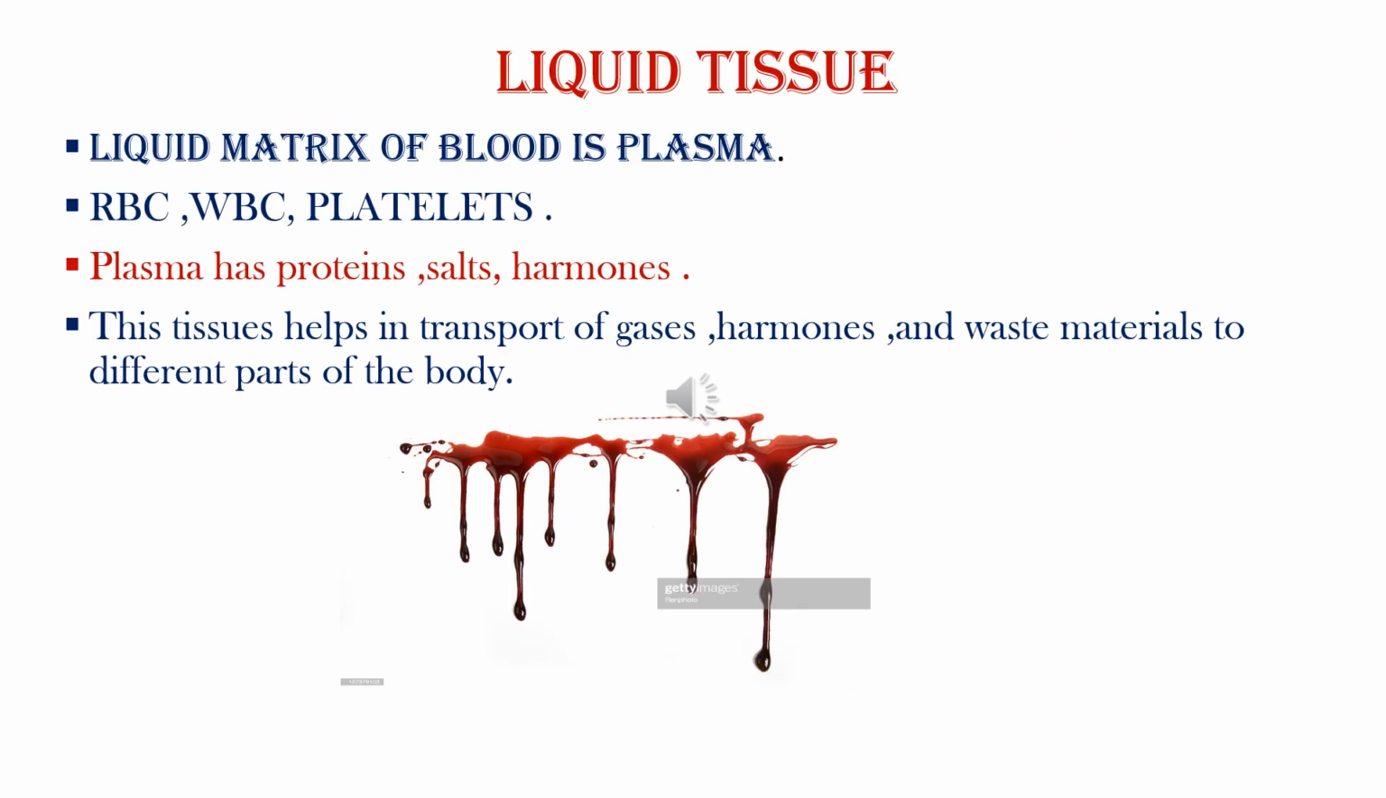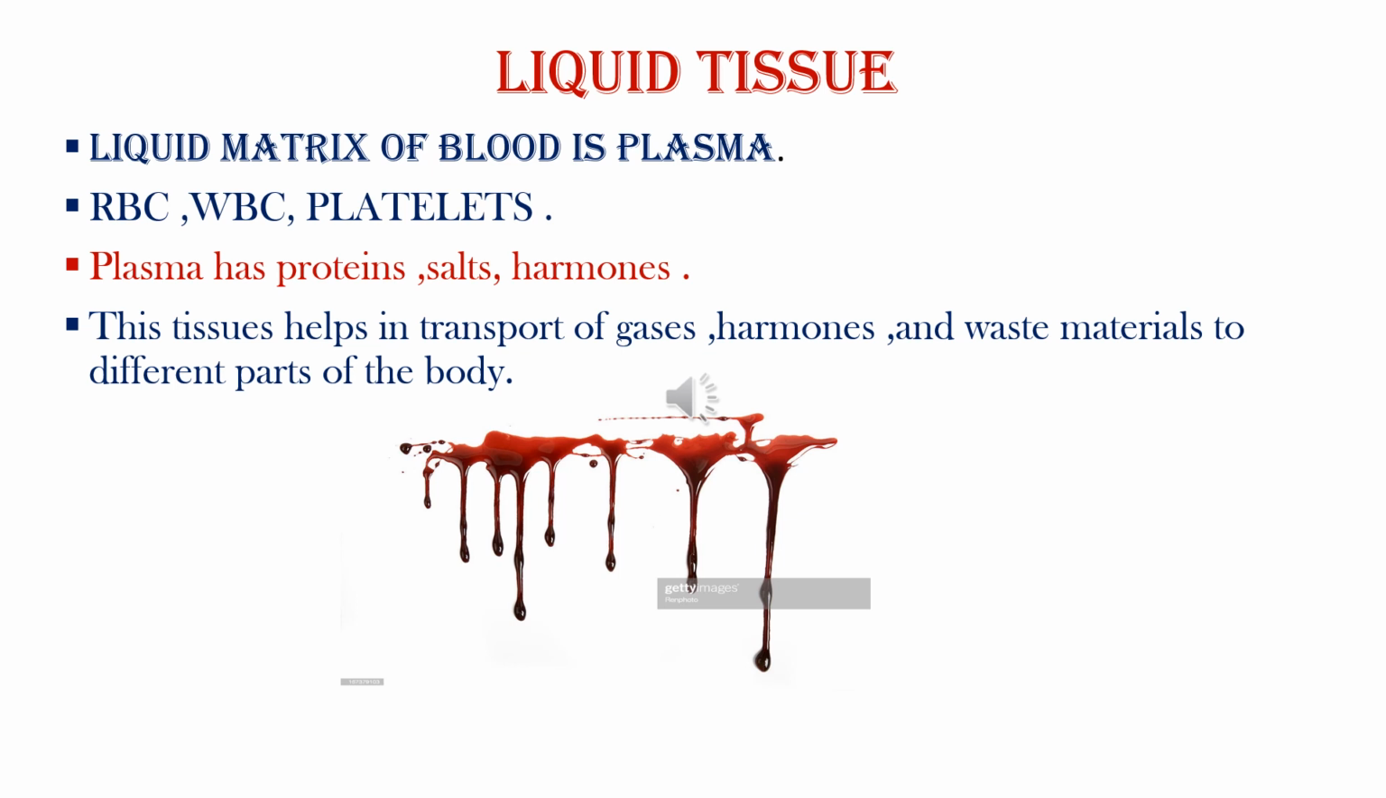In the types of connective tissue, the first type is liquid tissue. Blood is called a liquid tissue. The liquid matrix of blood is plasma. It contains RBC, WBC, and platelets. RBC, red blood cells, WBC, white blood cells, and platelets.